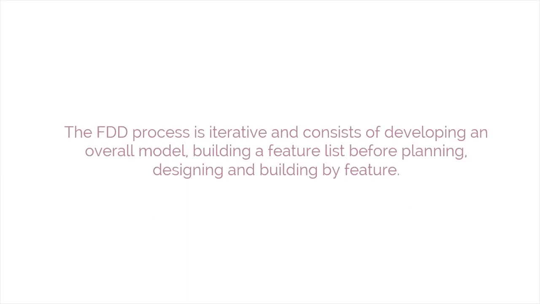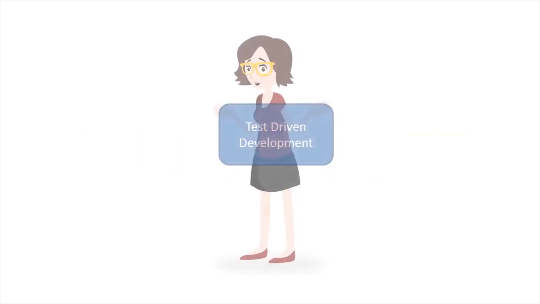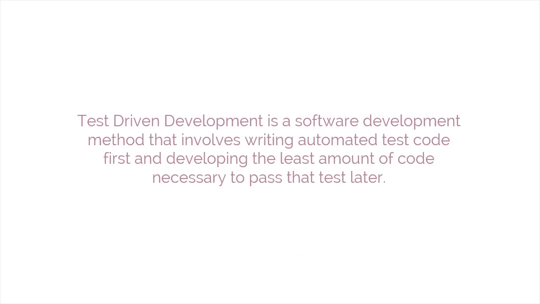The FDD process is iterative and consists of developing an overall model, building a feature list before planning, designing and building by feature. The sixth method is test-driven development. Test-driven development is a software development method that involves writing automated test code first and developing the least amount of code necessary to pass that test later.